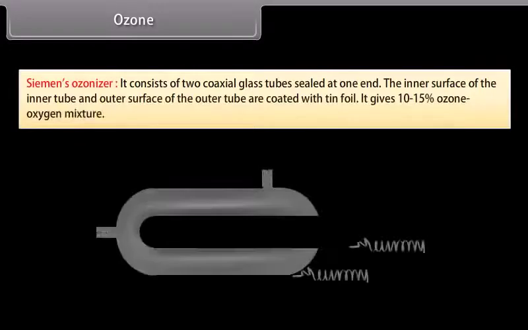Siemens ozonizer. It consists of 2 coaxial glass tubes sealed at one end. The inner surface of the inner tube and outer surface of the outer tube are coated with tin foil. It gives a 10 to 15% ozone-oxygen mixture.